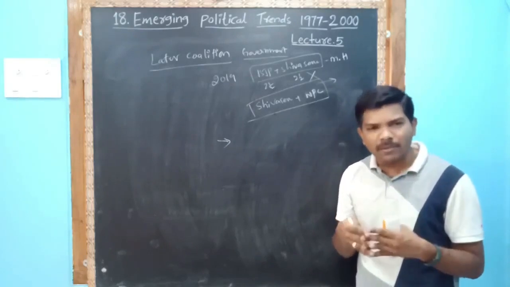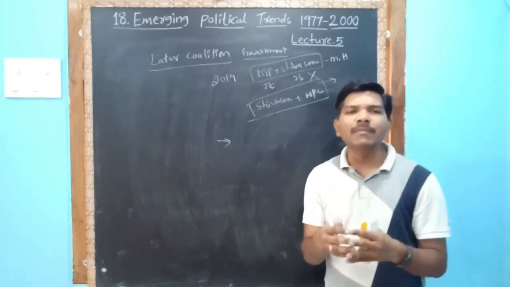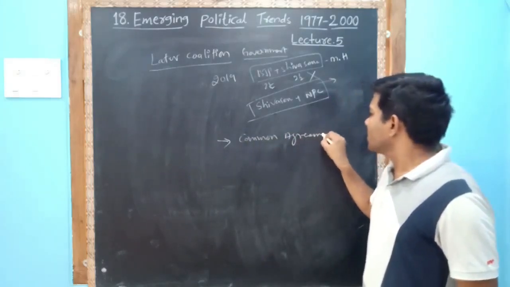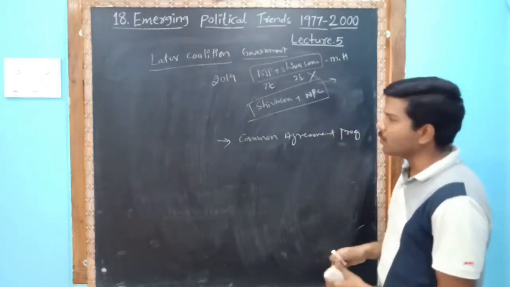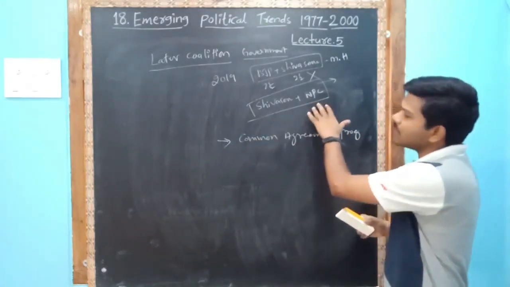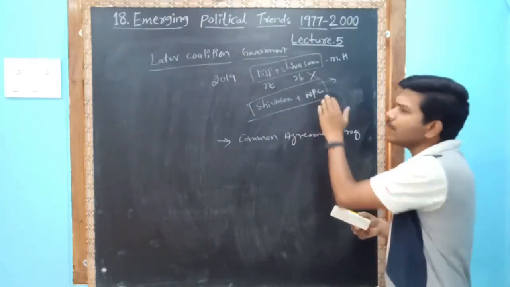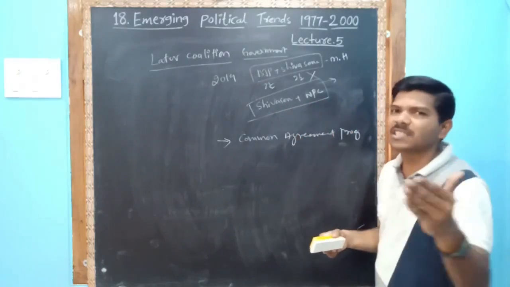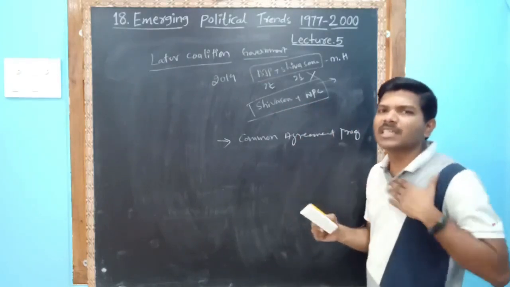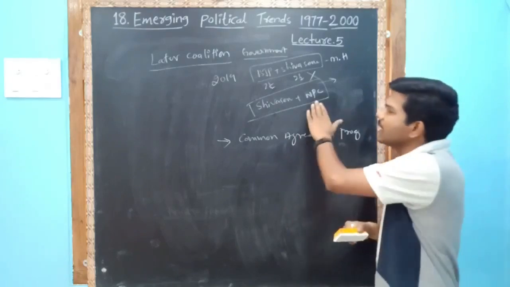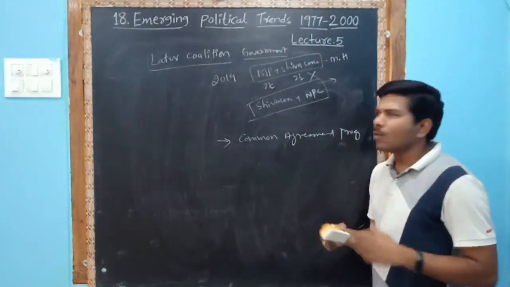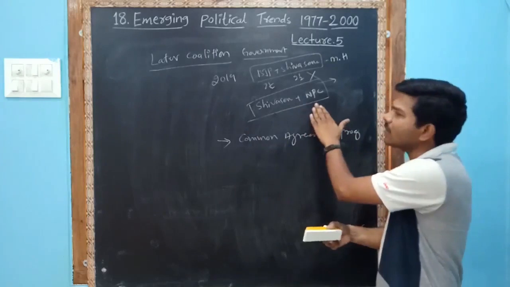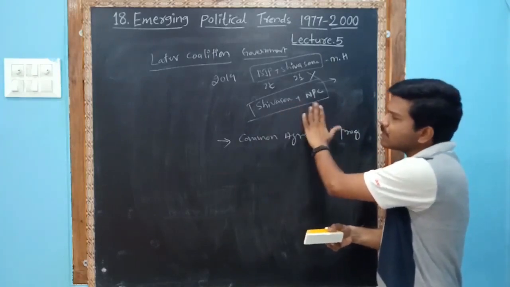In later coalition governments, they go for a common agreement program. For example, Shiv Sena and NPC are joining. The NPC asked Shiv Sena, what will you do for Maharashtra? Do this, but don't do these things. Certain things you should not do because they are against our party policy. I repeat, NPC is urging Shiv Sena: we will support you, but you should not do that work. Whatever work NPC says, you should not touch.